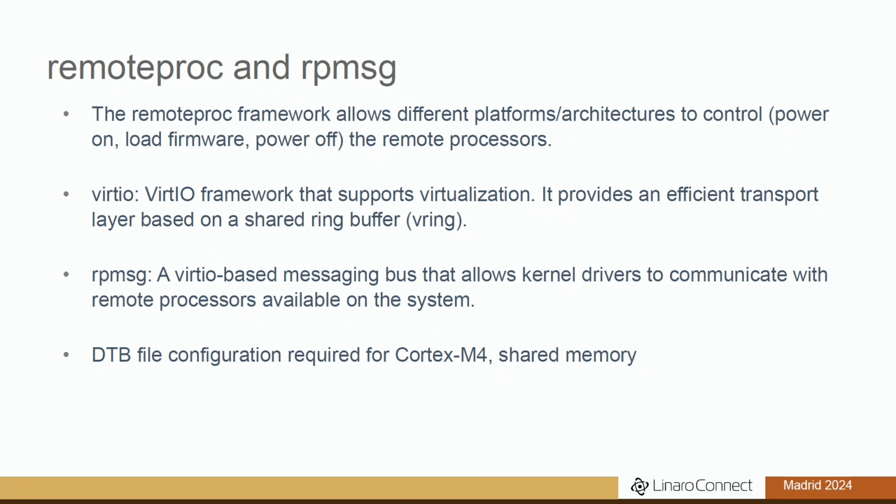We also used virtio. Again, that's provided in the kernel, so that we could use RPMsg, which is a framework that uses virtio as a transport to allow communication between the A cores and the remote processors, both ways. We needed to configure the device tree to ensure that Linux and remoteproc know that there's an M4 there, where the shared memory is that we require, where the mailboxes are, and stuff like that.